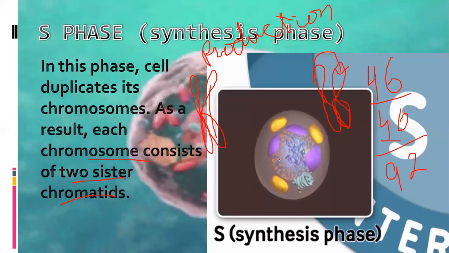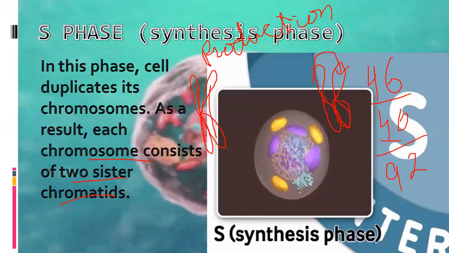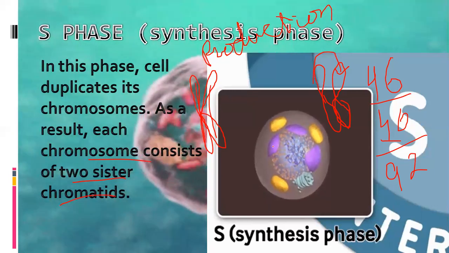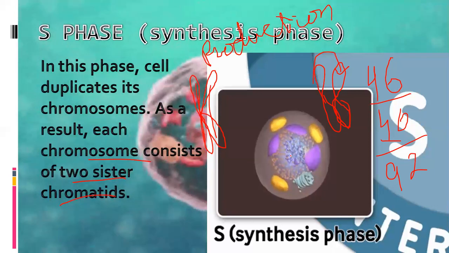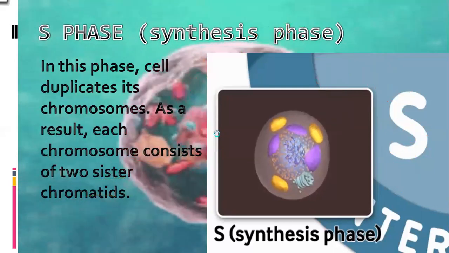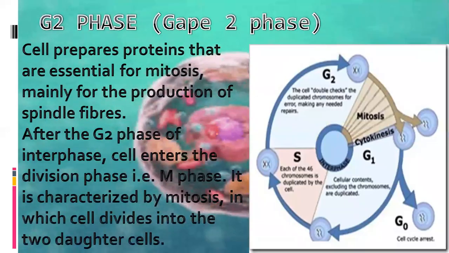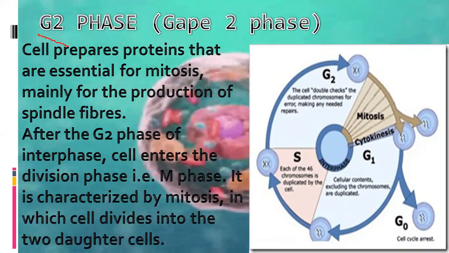Okay, so here we can see the chromosomes or DNA is going to replicate or duplicate and then it will change form like this and they will become like chromatin. Now they will become chromosomes. The synthesis phase is a very important phase indeed in the interphase stage. Now G2 phase, like gap 2 phase.